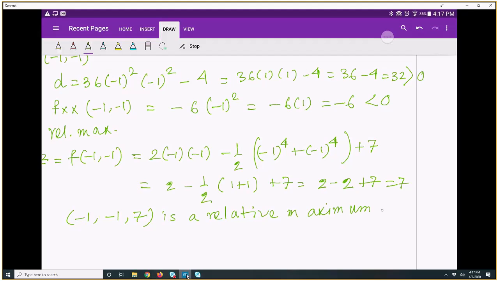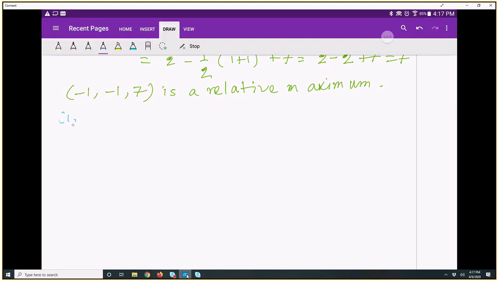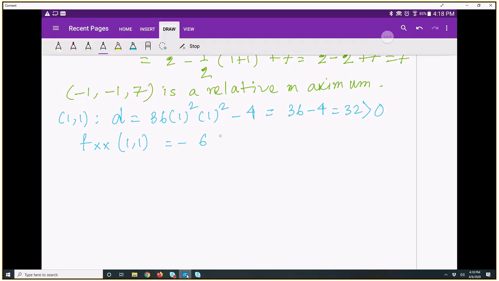We have one more critical point that we're going to take care of now, and that is 1, 1. Again, you are finding D at this point, which is 36 times 1 squared times 1 squared minus 4. So that is 36 minus 4, 32, greater than 0. So we find the sign of fxx at 1, 1. I still get minus 6 times 1 squared, which is minus 6, and that's less than 0. So this is also a relative maximum.